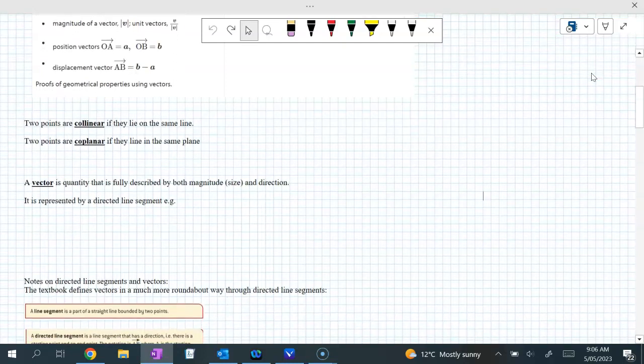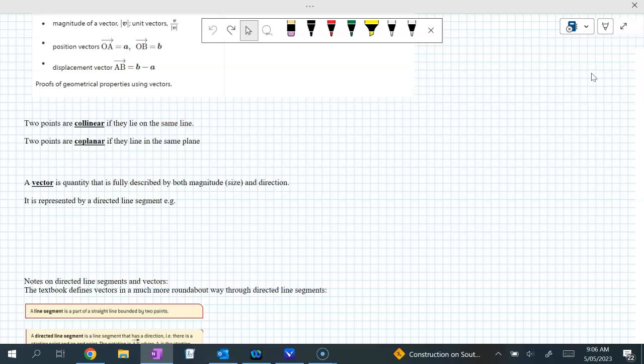But if we then look at a vector, it's a quantity that's fully described both by magnitude and direction, or size. So where with numbers, we just talk about the size of the number, like the size could be 5 or 7 or 10. With a vector, we don't only have that size, but we also have a direction that it's headed.